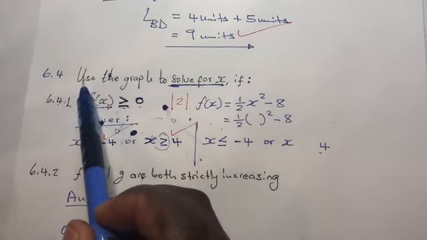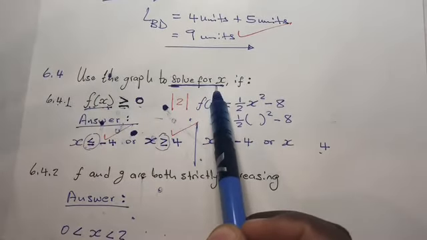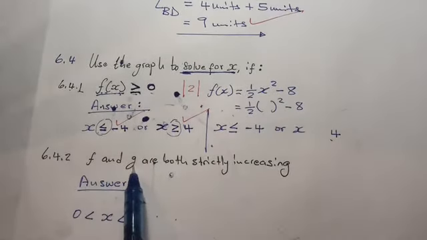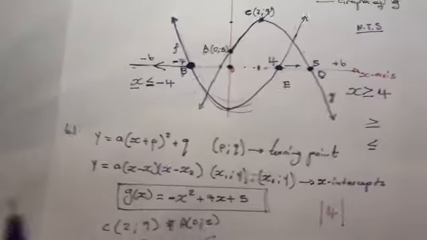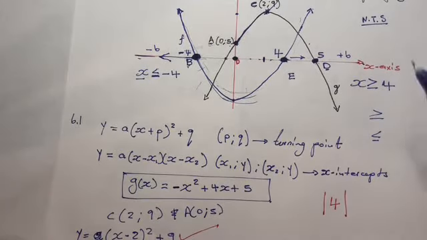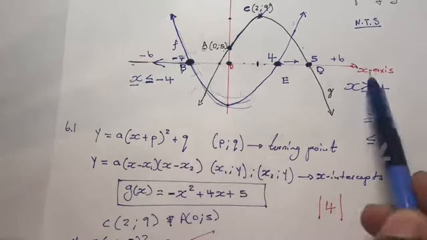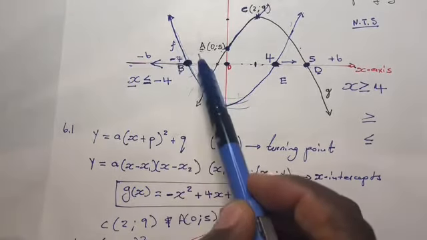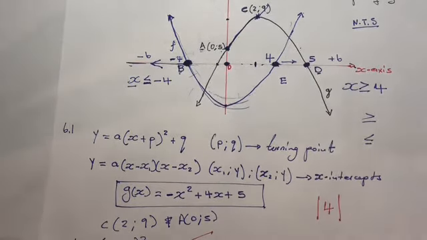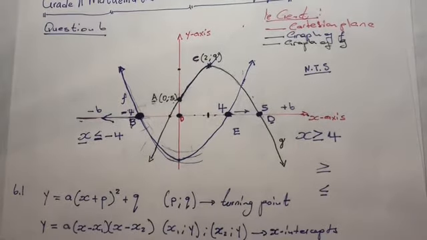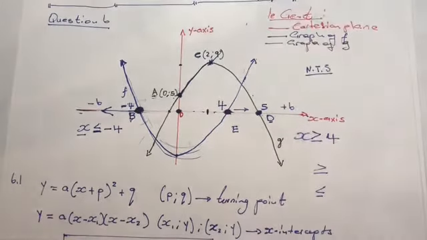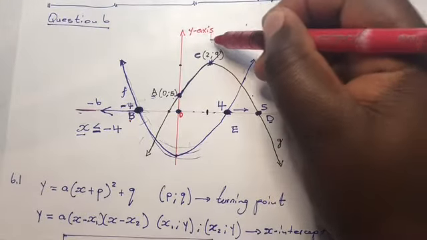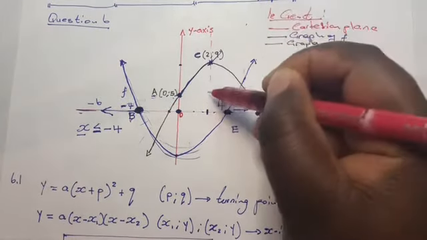So they're saying still use the graph to solve for x if the graphs of f and g are both strictly increasing. So we're still focusing on the x-axis, and we need to give 2 values along the x-axis where both of these graphs are strictly increasing. Because I've already noticed exactly at which 2 points these 2 graphs are increasing, let me just go straight to those 2 points.